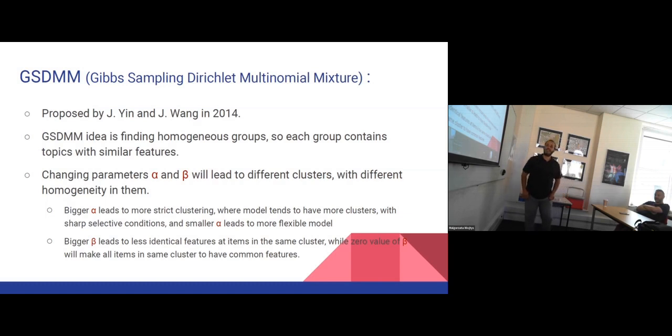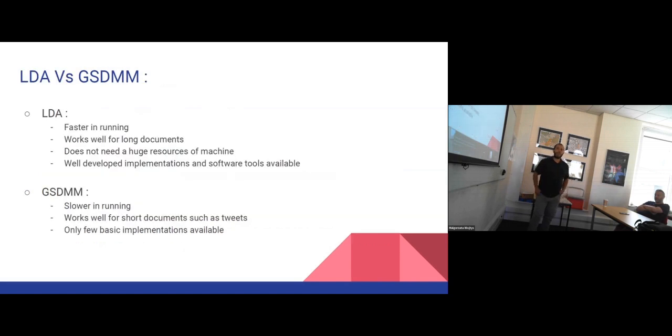While a smaller alpha leads to a more flexible model. At the same time, a bigger beta leads to less identical features among items in the same cluster. So if we have a lower value of beta, it might put two tweets together even though they are not very identical. And at the same time, a zero value of beta will make all items in the same cluster have common features.